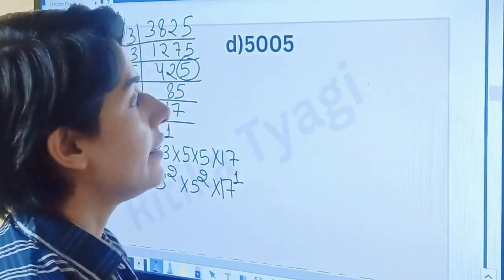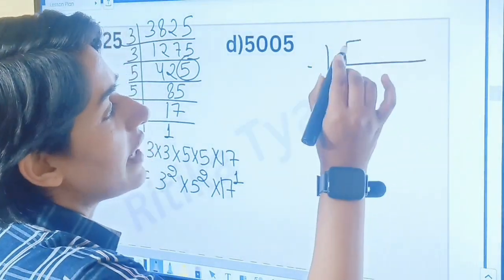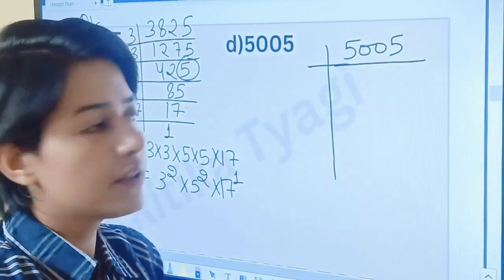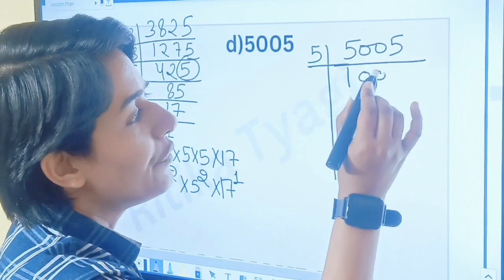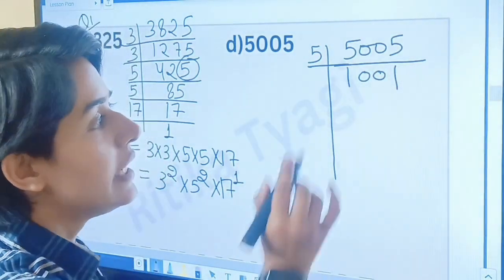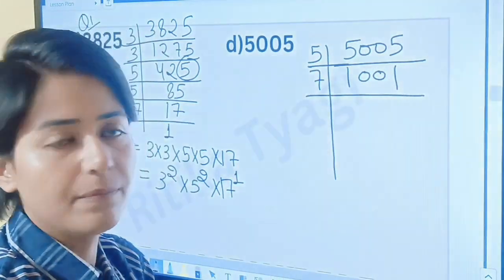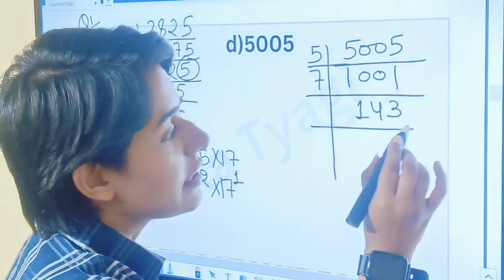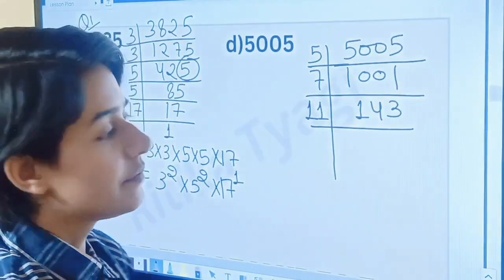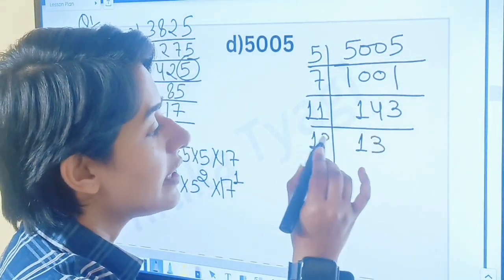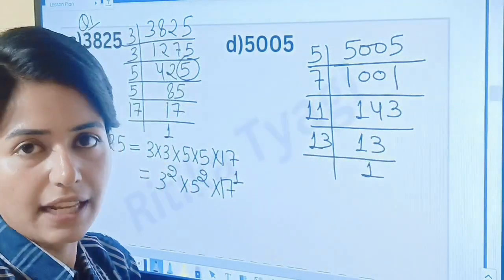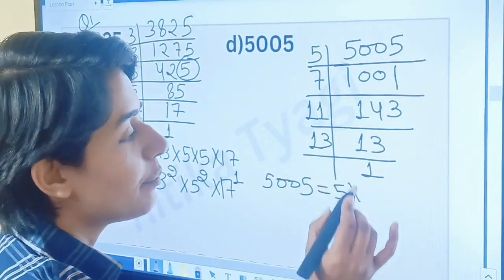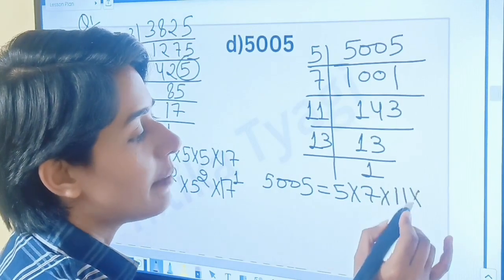Now let us solve part D. Here we have to factorize 5005. Now this number ends with 5, so it is divisible by 5. We get 1001. Now this number is divisible by 7, and we get 143. This number is divisible by 11. Then we get 13. And 13 is a prime number, so divisible by itself. So the factors of 5005 are 5 multiply 7 multiply 11 multiply 13.